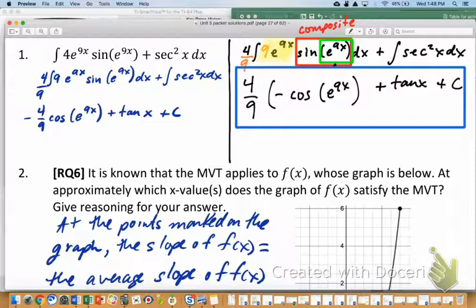Brendan. Is that supposed to be negative 4/9, or is it not supposed to be? So I put 4/9 times negative cosine. Oh, I didn't even see that. Never mind. You could change the order around a little bit if you wanted to, and that'd be fine. That's good. Just completely overlooked.